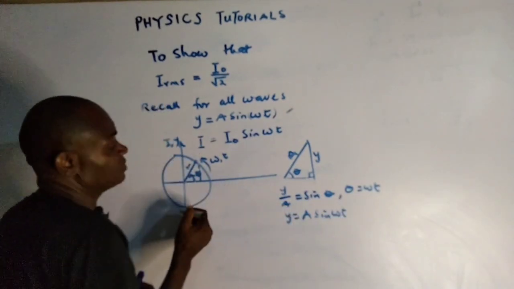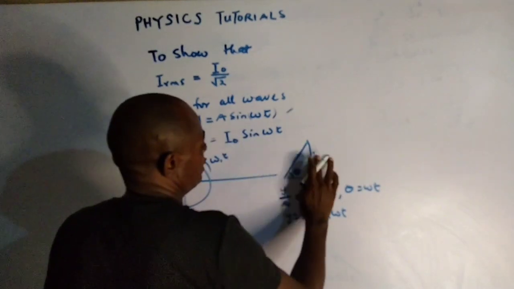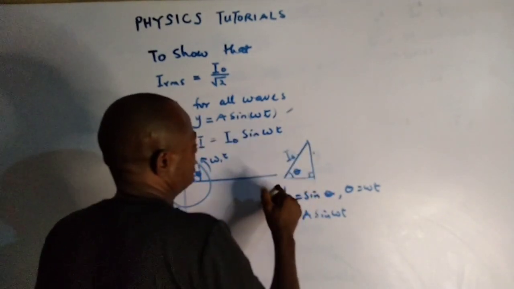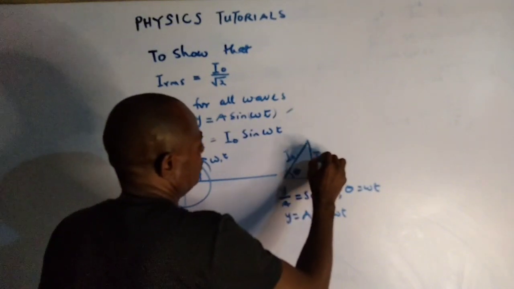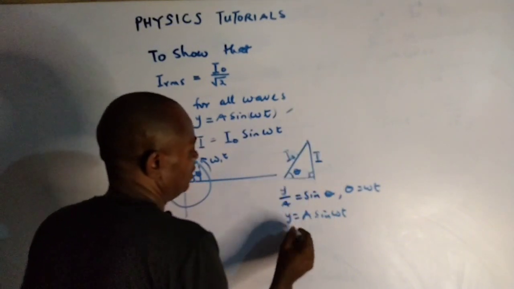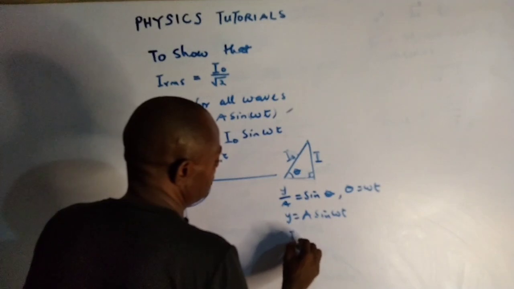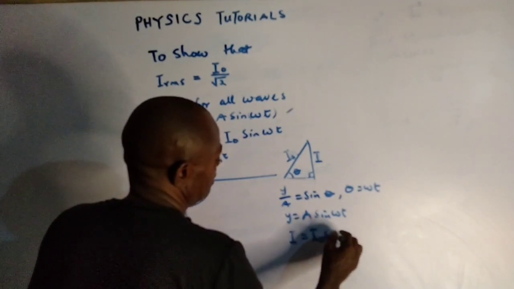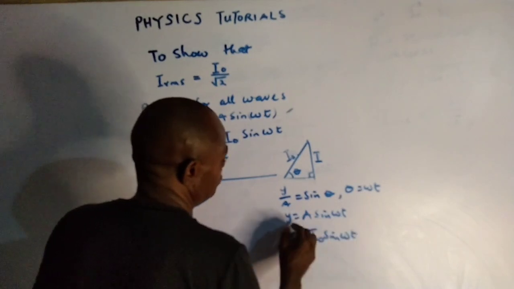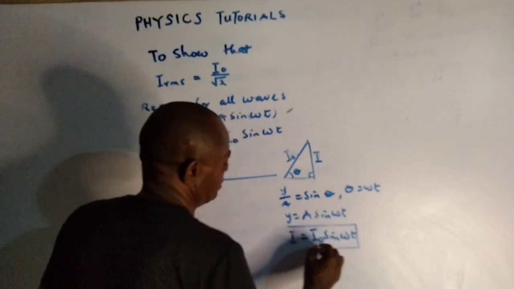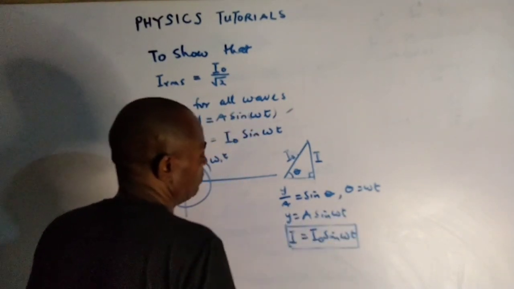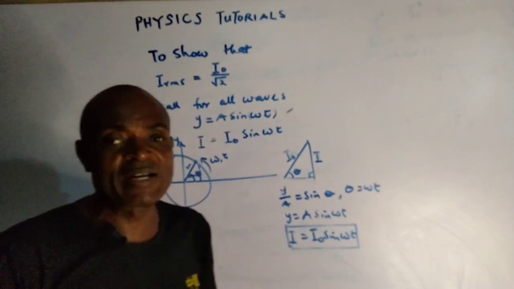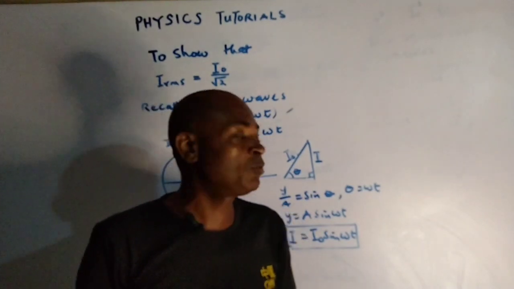In the same way, if you have the maximum current here and the current displacing along the vertical, the current is equal to the peak current times sine omega t. This equation is very important for us in our proof. You just apply very simple mathematical ideas and then you're good to go.